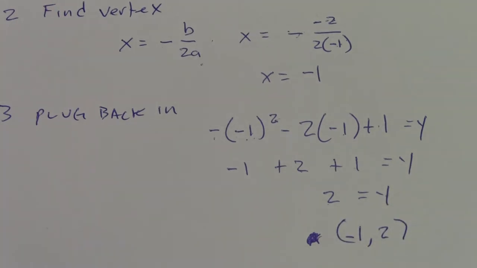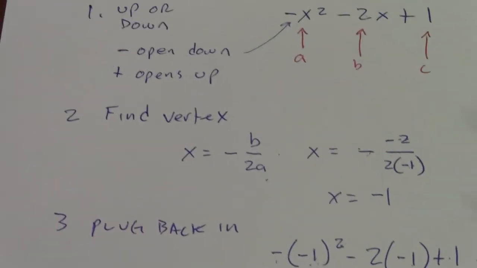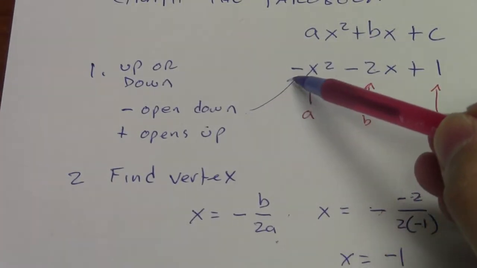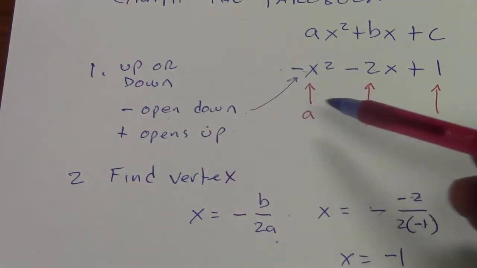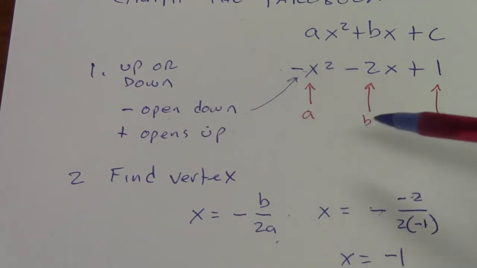That's my vertex. All right. Now from this point, all you really have to do, since you know your vertex and you know that your graph is negative, it's opening down, you know it's going to go down.